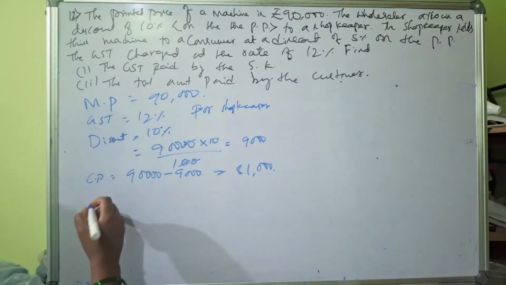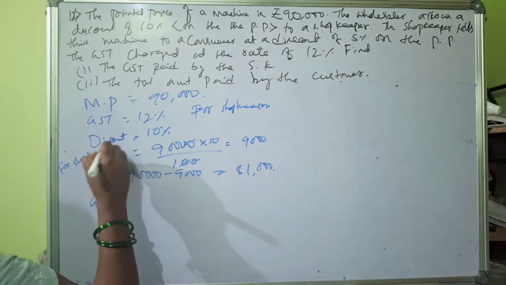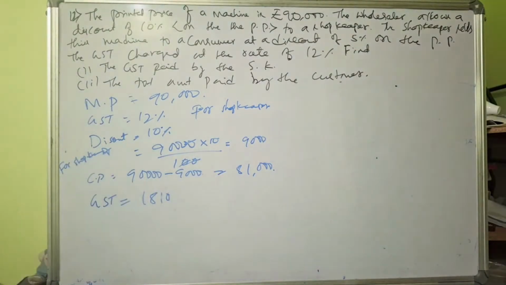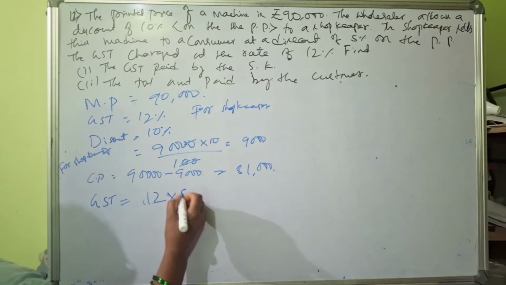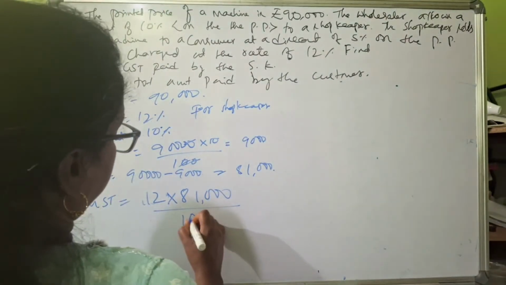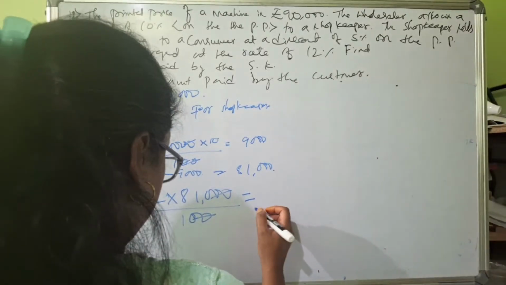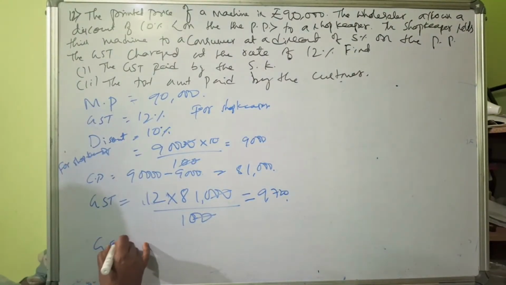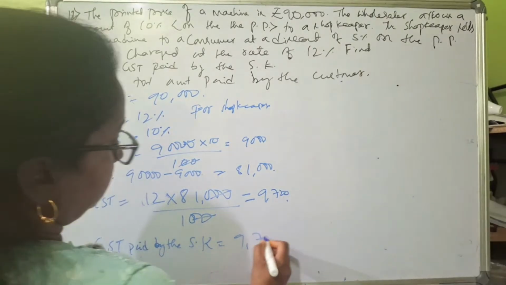Now GST paid by the shopkeeper. GST for the shopkeeper is 12% of 81,000, which is equal to 9,720. So GST paid by the shopkeeper is 9,720.